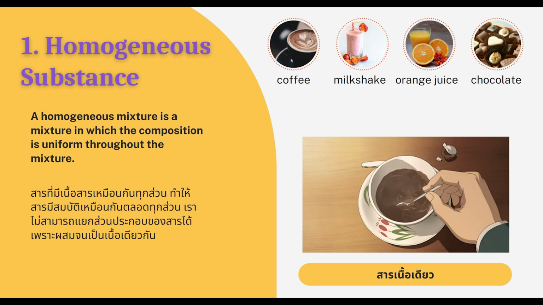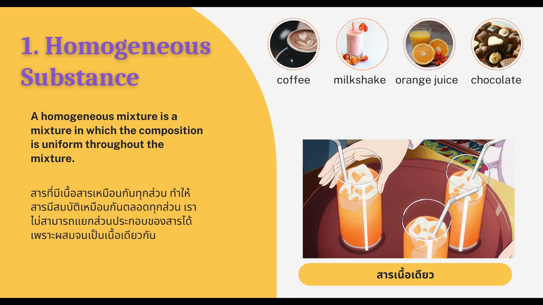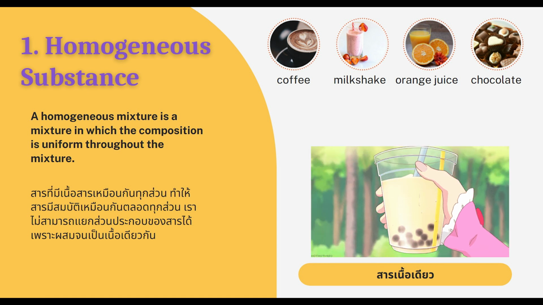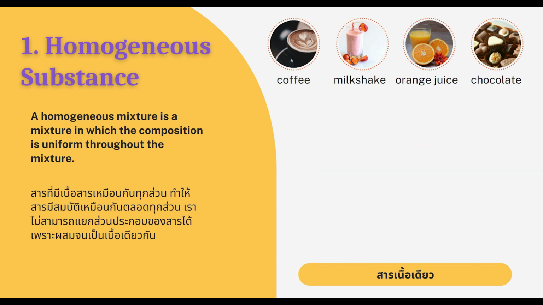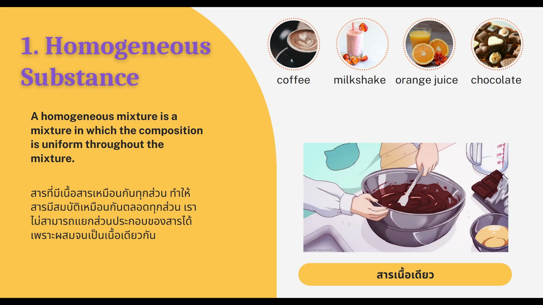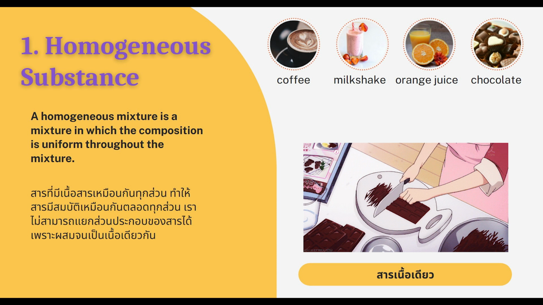Homogeneous substance. A homogeneous mixture is a mixture in which the composition is uniform throughout the mixture, like coffee, milkshake, chocolate, cold tomato soup, orange juice.